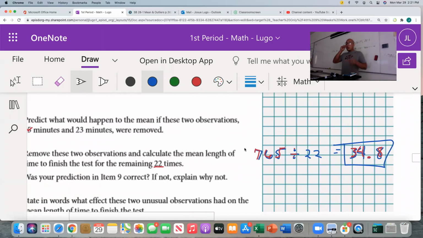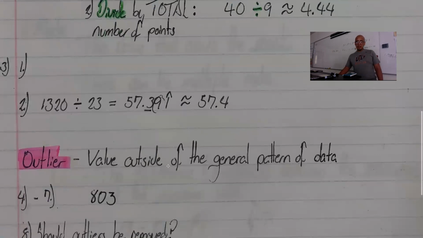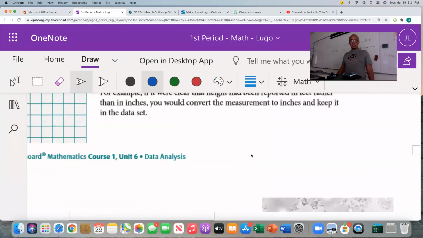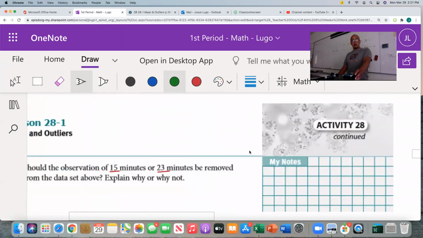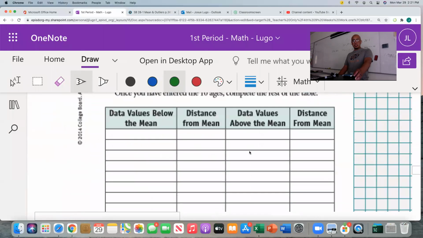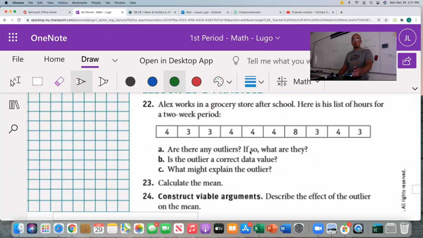Notice how whenever we have outliers, so that's what I want you guys to get from that. Whenever we have outliers, which are values outside of the general pattern of the data, values that don't seem to fit together with the rest of the values, like right here, what we have with number 15 and 23, they skew the average of the whole data set. That's what they do. All right, ladies and gentlemen, hopefully this was a good introduction into average, which is the mean, and also into outliers.